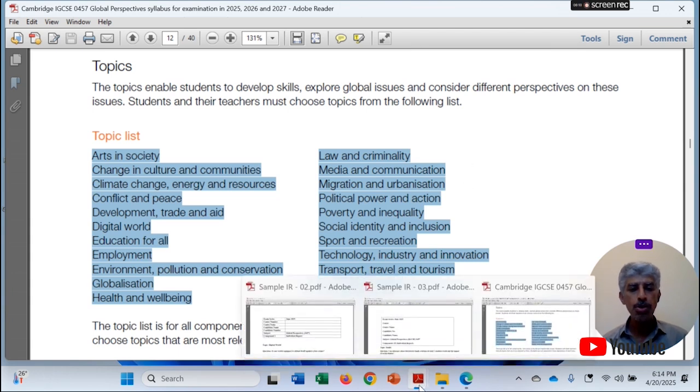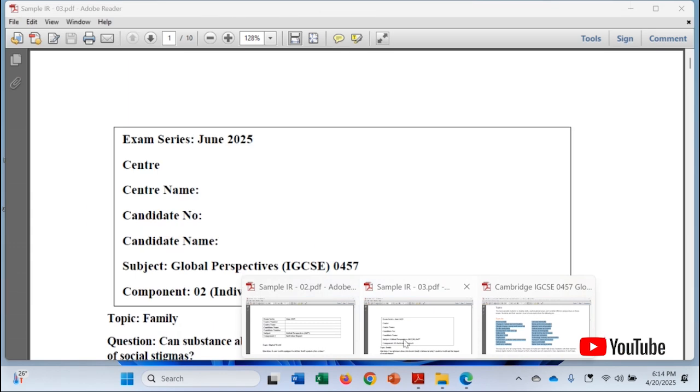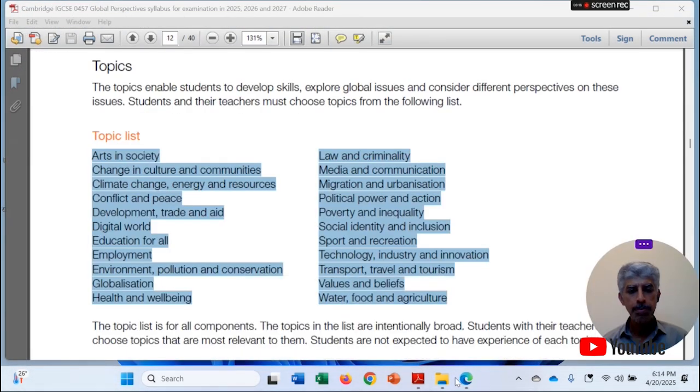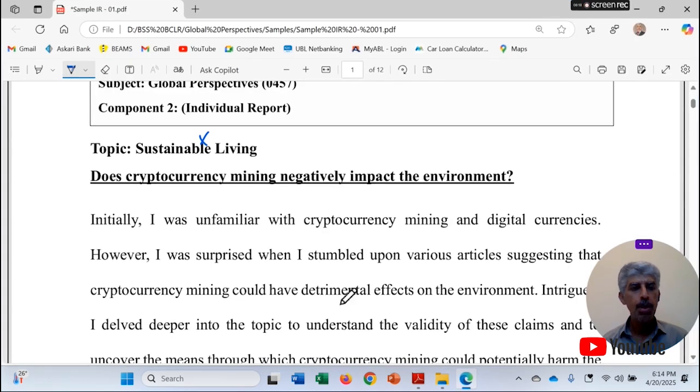You are supposed to select one out of them to make a really good research question on that topic, and then you are supposed to start your IR.